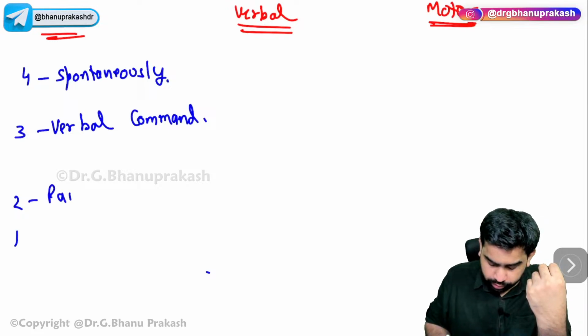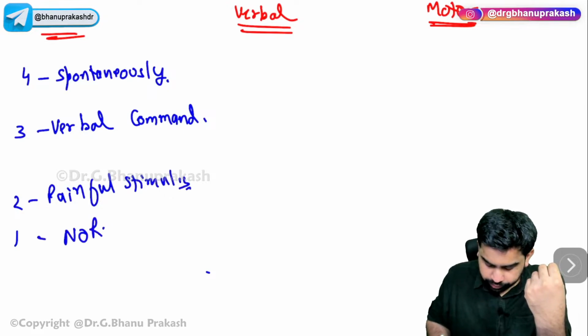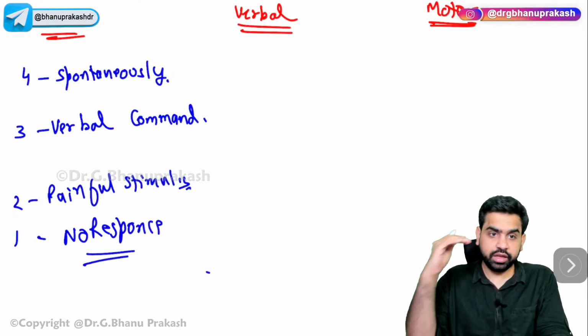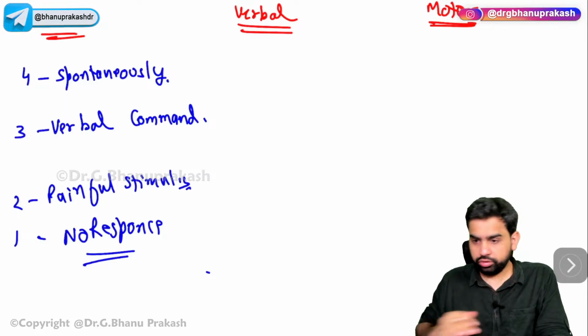This is the response to painful stimulus. Then what about the 1? There is no response at all. So this is what you need to understand: spontaneously, verbal command, painful stimulus, no response at all. Okay, I hope you have understood.